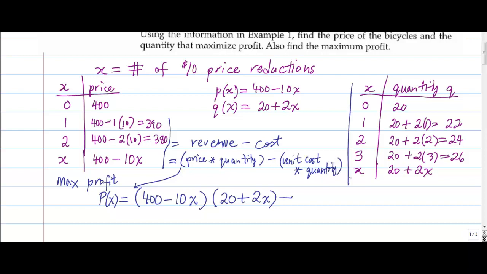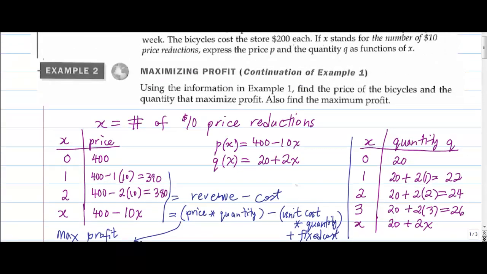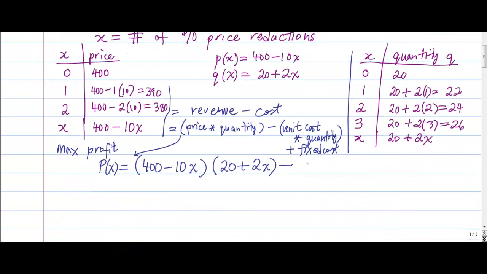Okay. And then plus some fixed cost if you have fixed costs. Here there's no fixed cost, so it's just $200 per bike that it costs the store. And it's not going to be 200x, it's 200 times the quantity. The quantity is 20 plus 2x. Okay, so now we can simplify this whole expression.